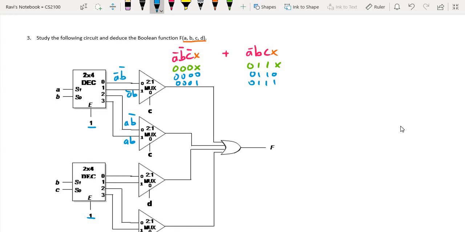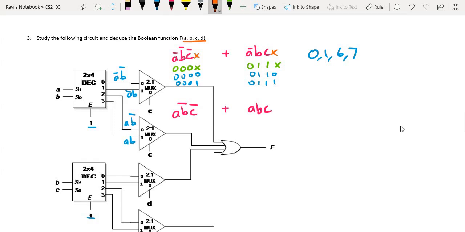Okay, so the numbers are 0, 1, 6, and 7. Okay, and we repeat the same process for the other multiplexer over here. So we can see that when C is 0, A, B bar will go through. And the other combination is A, B will go through when C is 1.